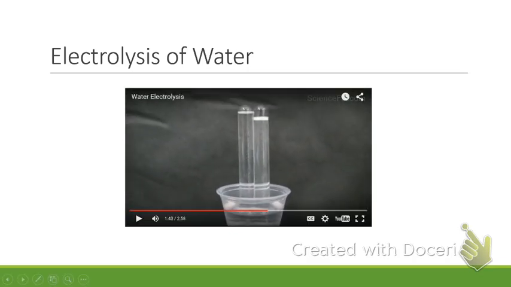So hopefully this helps answer questions or starts a discussion on the different types of properties of matter, whether it's intensive versus extensive, physical versus chemical, and so on and so forth.